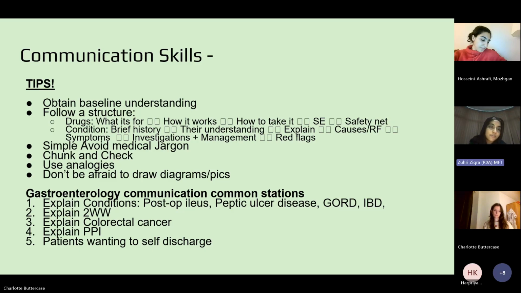Very similar slide from if anyone was here for last week. But get a baseline understanding of any condition that the patient has. Follow a structure. If it's a drug, what is the drug for? How it works, side effects. Always safety net is the important thing.